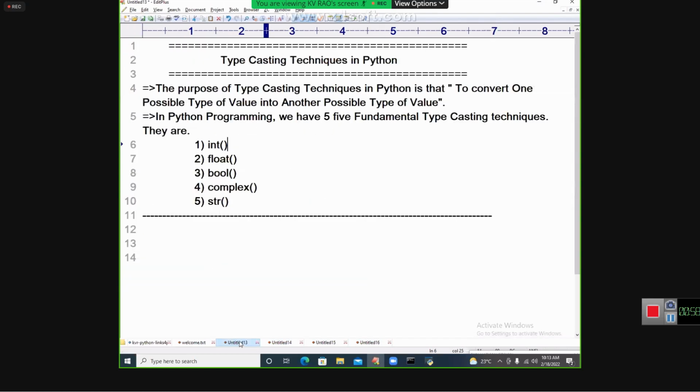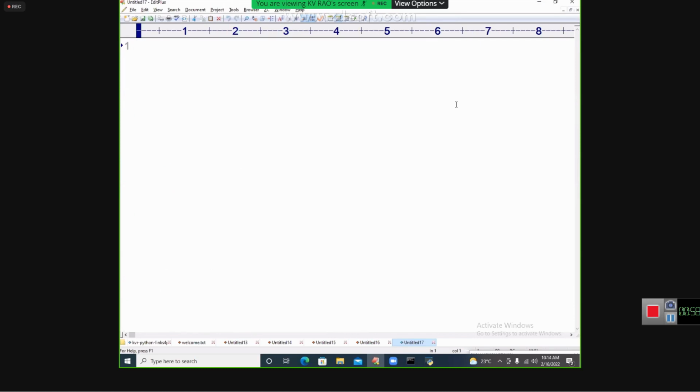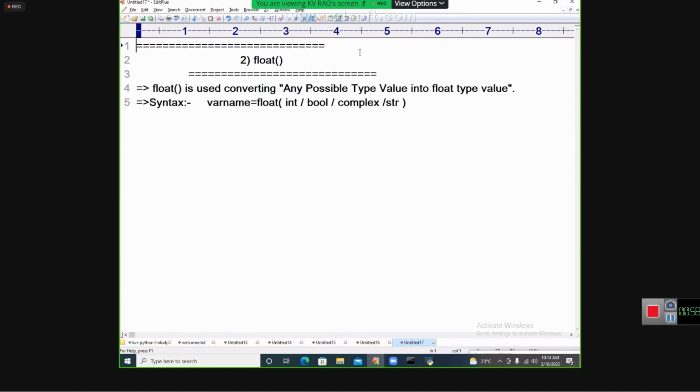Int is over, float is over. Now I am going to take bool. So let us consider the bool data type now. See how easily you are understanding. Third, this is the bool data type. Think carefully. I will give you one beautiful hint. The bool data type is used for converting any possible type of value into which type? Bool type of value.